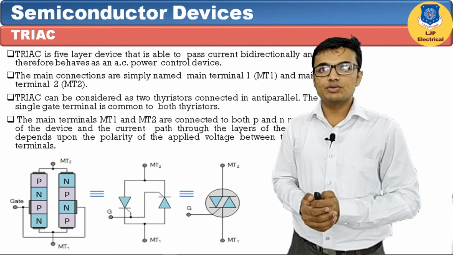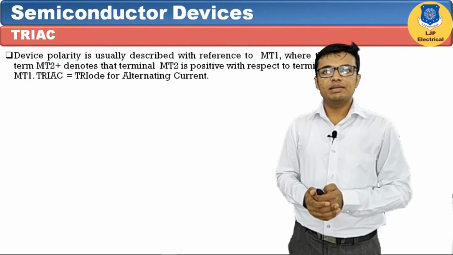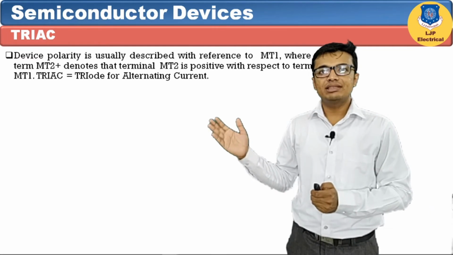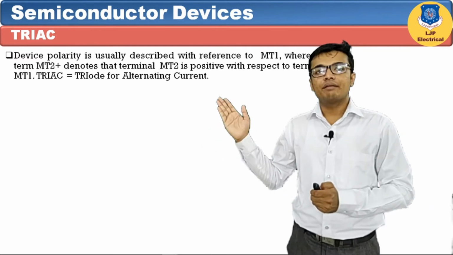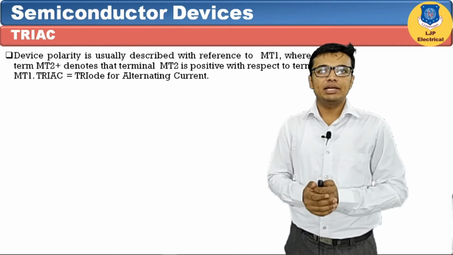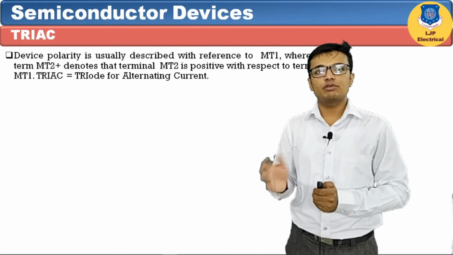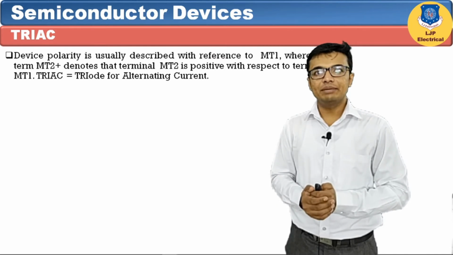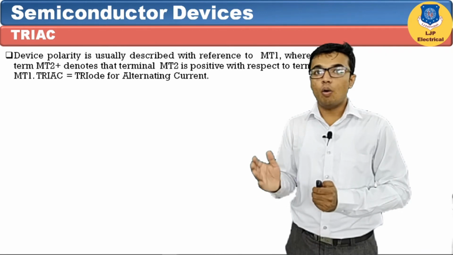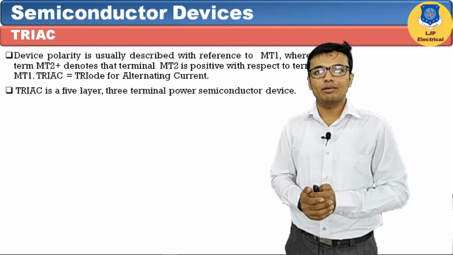Generally, Triac is used in a fan regulator. Let's see a brief about Triac. Device polarity is usually described with reference to MT1, where the term MT2 plus denotes that terminal MT2 is positive with respect to MT1. Triac means triode for alternating current. It means it will operate only on AC current. It will not operate on DC current.